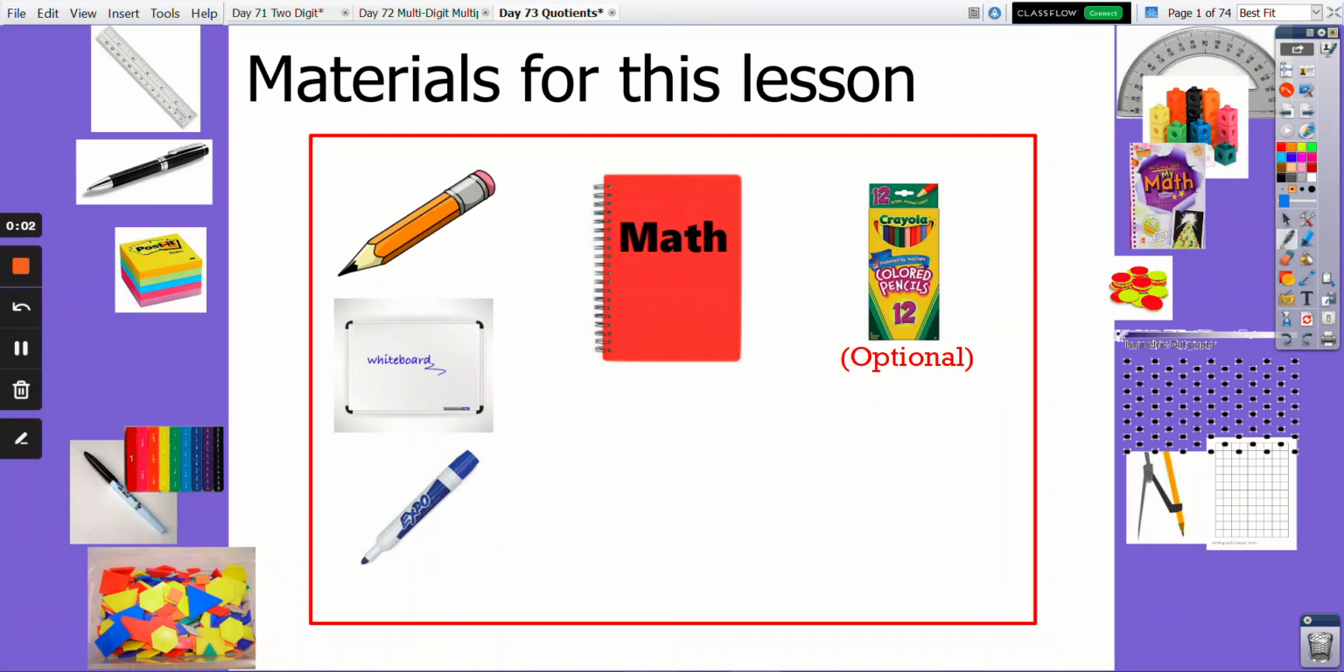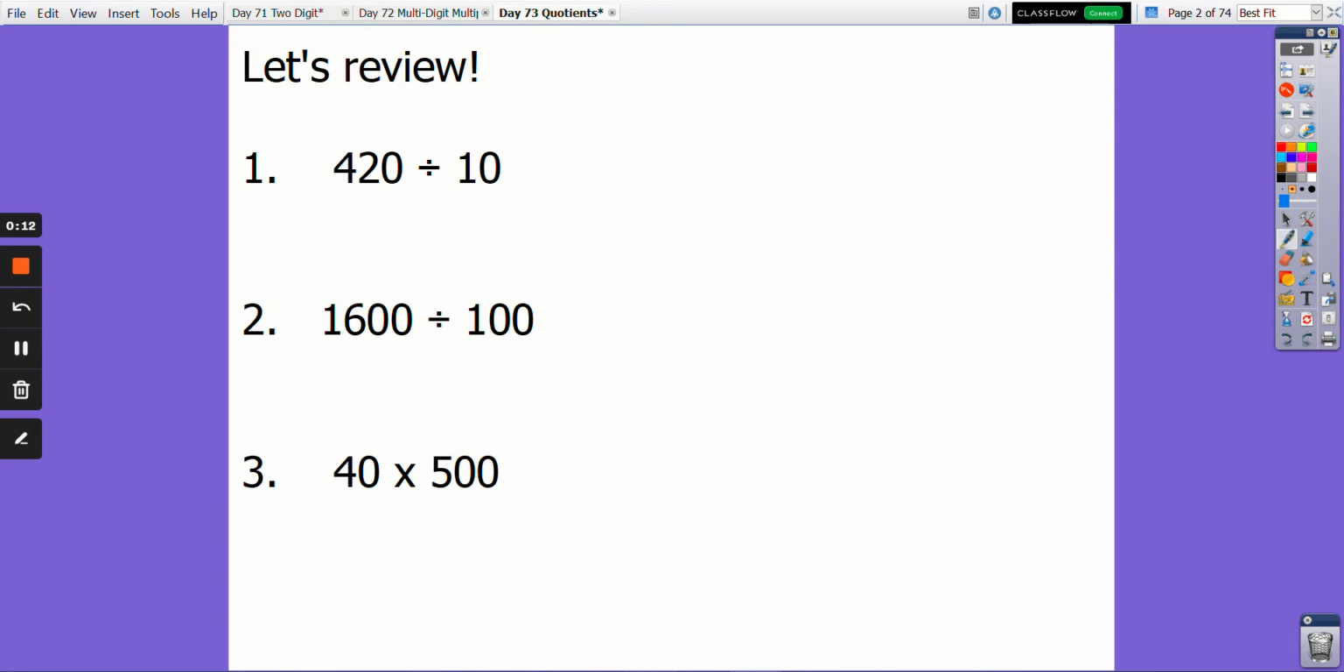Right, good morning. We are going to start a new lesson. We are moving into division. So this is day 73. Let's review a couple skills that are going to be important for us in this lesson.